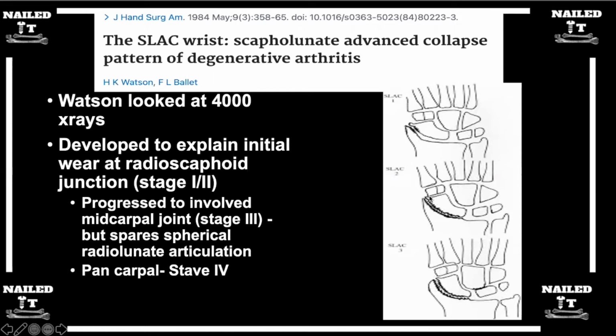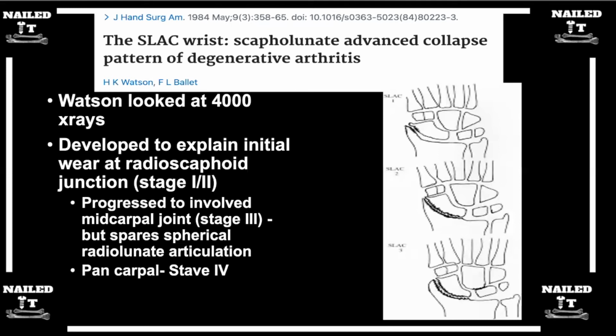The way I like to think about the difference between SLAC and SNAC is the spoons in a drawer, which is not mine, that was actually by Watson. When you're putting your silverware away and you line your spoons up perfectly, they all sit nicely and there are no issues. If you have one that's rotated by 20 or 30 degrees, they don't sit nicely, they change their contact pressures and they get edge loading, similar to an arthroplasty. And so that's why in the SLAC, you start seeing arthritis as stage 2 at the scaphoid fossa in the radius.